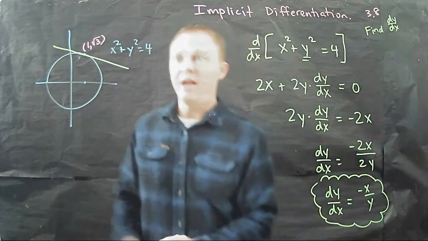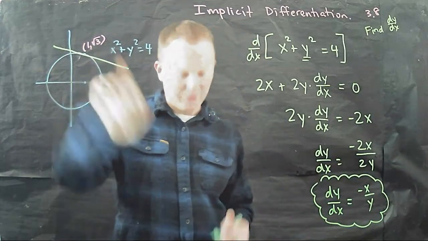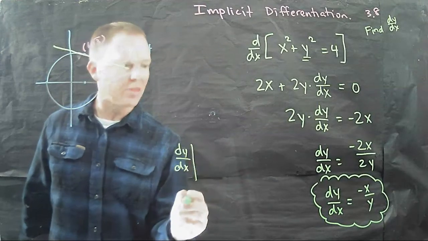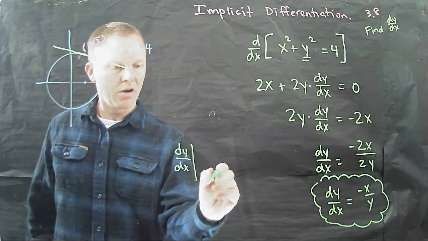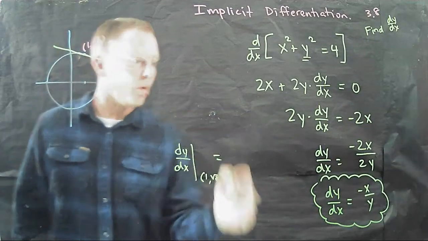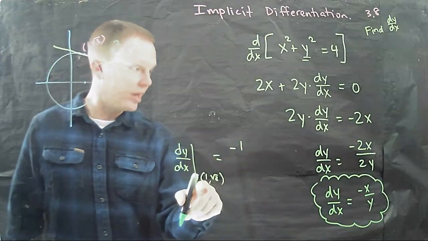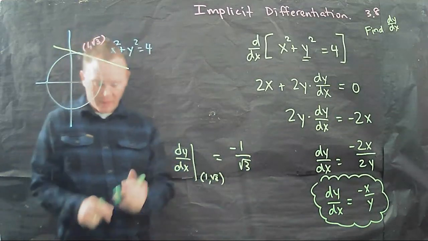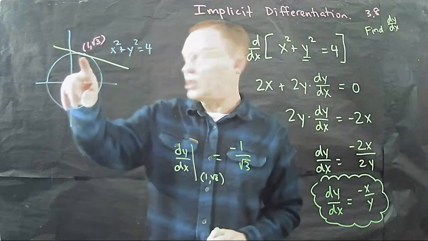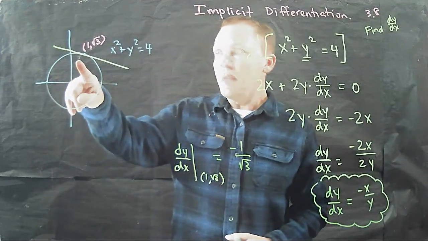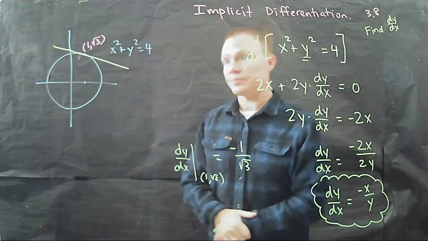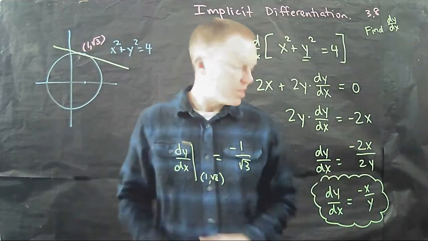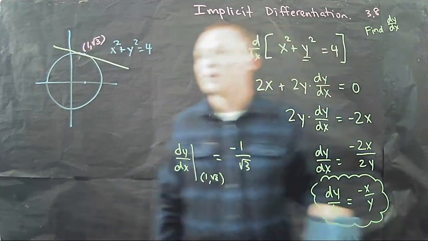okay, I can go over here to this point that we were after and say, okay, well, what was dy dx at the point 1, radical 3? And I can just say, oh, that's equal to negative x over y, so negative 1 over radical 3. Okay? So that means the slope of this green line is negative 1 over radical 3. Okay? And we're just going to leave it like that. We'll leave it as negative 1 over radical 3 because rationalizing 1 over radical 3 is stupid.